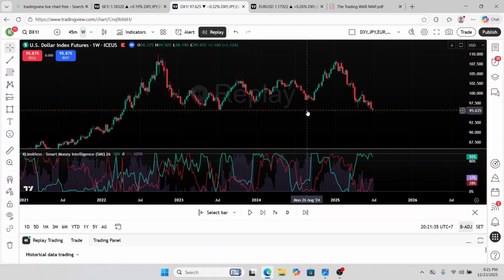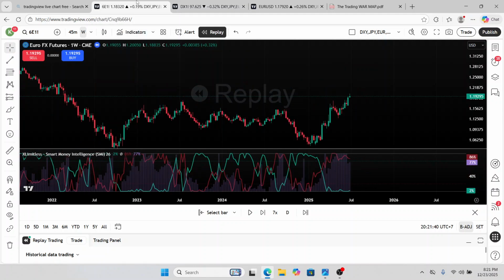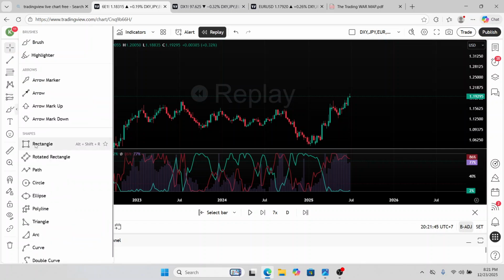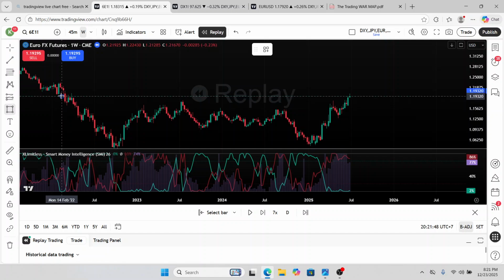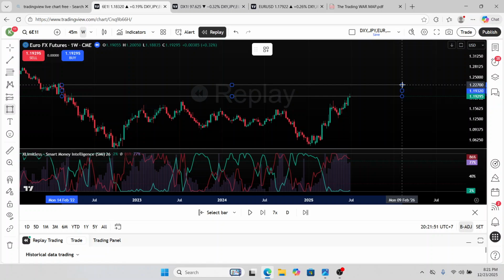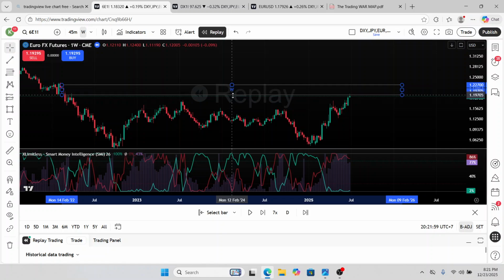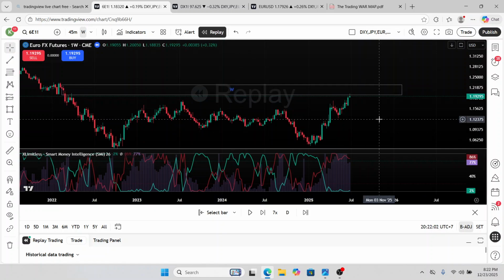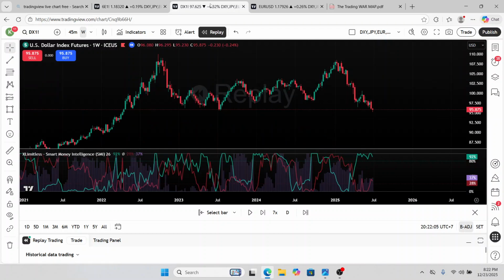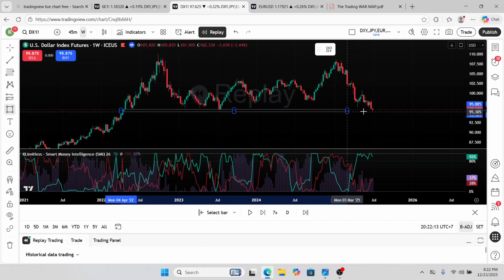So that is for the fundamentals. Now for the macro technicals. You can see in the euro we have this weekly supply, and we're getting rejected from this weekly supply. That is my first confirmation, and for the dollar you can see this demand that has held before.